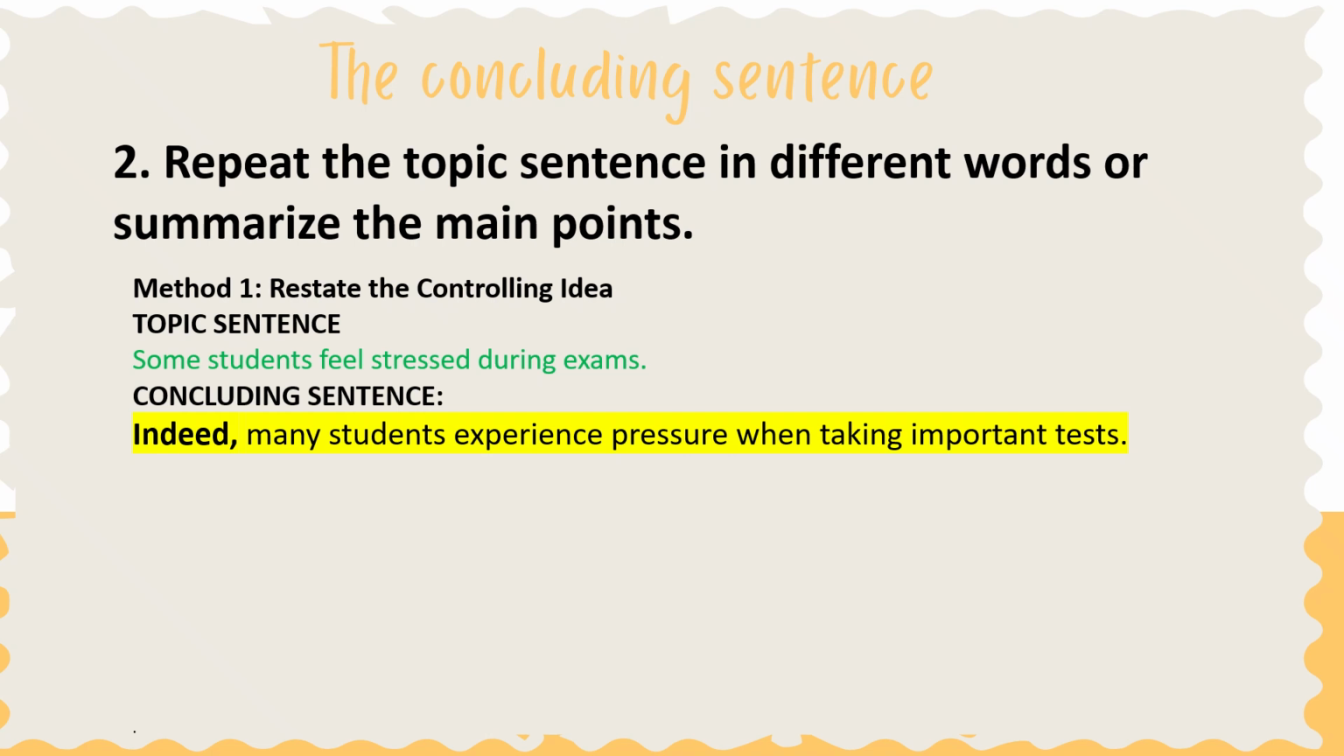Method 1 is to restate the controlling idea. For example, the topic sentence is, some students feel stressed during exams. And your concluding sentence can be, indeed, many students experience pressure when taking important tests. This concluding sentence is a restatement of the topic sentence, like rewriting it in different words, right? Like paraphrase.